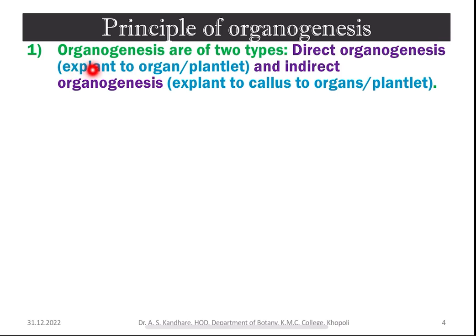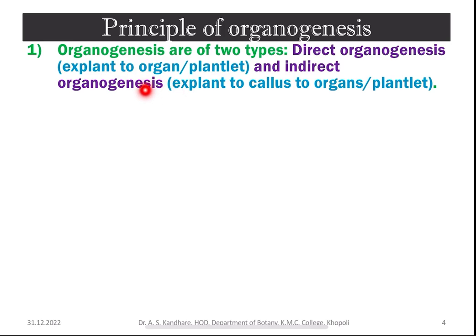तो explant से direct हम organ बना सकते हैं या फिर plantlet बना सकते हैं. And in indirect organogenesis, the explant is cultivated or cultured to form callus, and then it is converted or treated to form organs or plantlet.